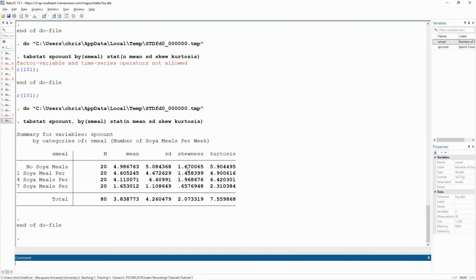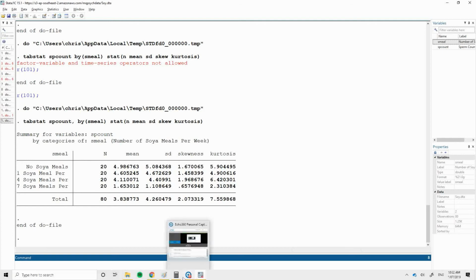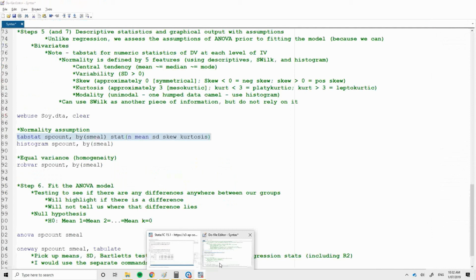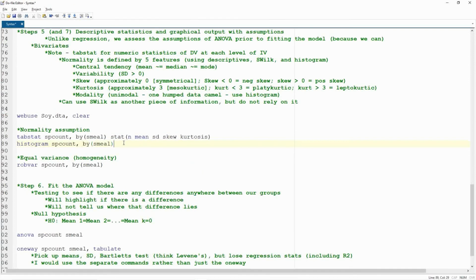If we look at skew, we can see that our skew statistics are all above 1, all above 0, particularly for 4 soy meals. And our kurtosis is all over the place. Really, 7 soy meals is the most normally distributed out of all of them. But even then, it doesn't look too crash hot. So let's go and look at our histograms and just see how problematic this is.